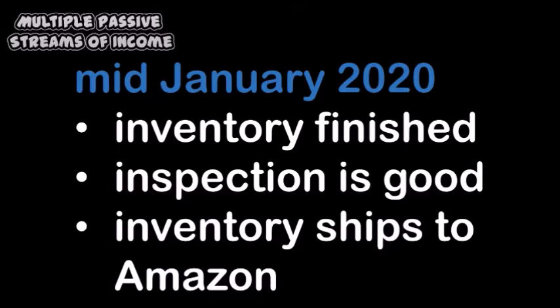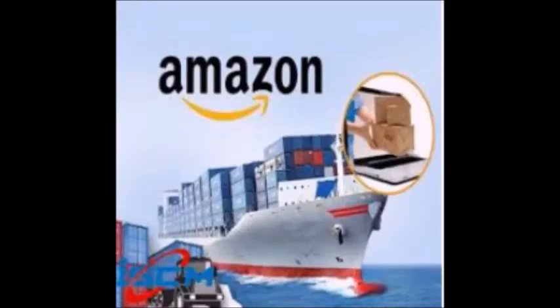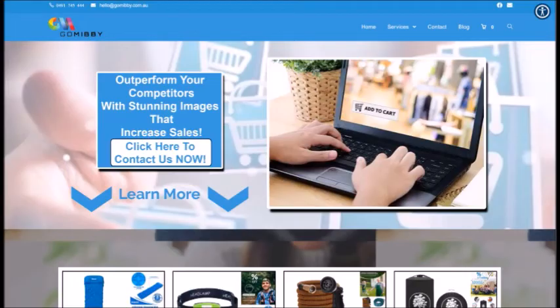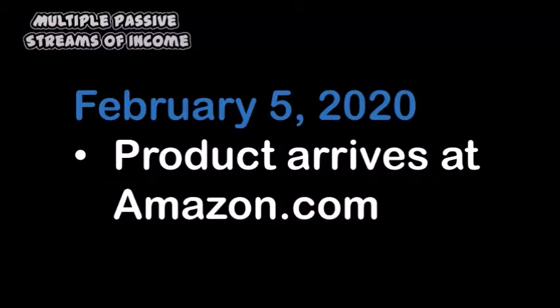I sent my inventory DDPC, which basically means door to door by sea freight. And that's the cheapest versus air freight. I went with the cheaper cost. I also had the supplier mail the product directly to the photographer, all 3 color variations of my product. And I use gomibby.com.au as my photographer. So I wanted the photographer to get the product and they could be doing the product images so they would be done by the time the inventory arrived at Amazon. On February 5th, my product finally got to Amazon.